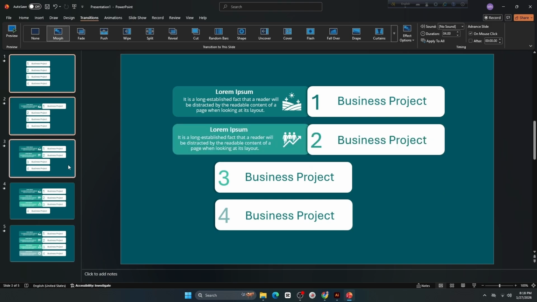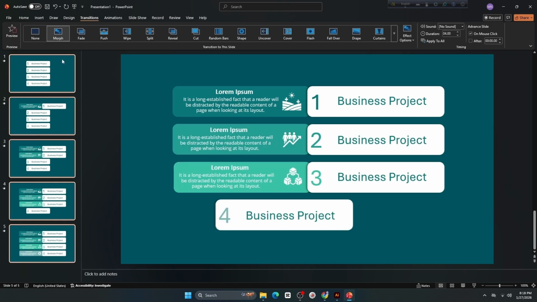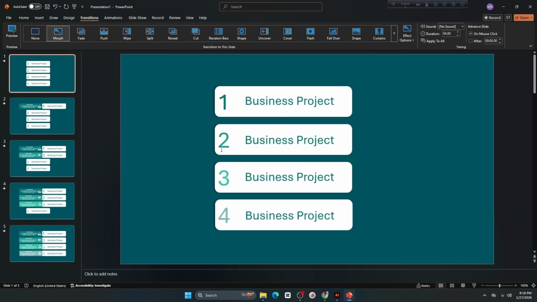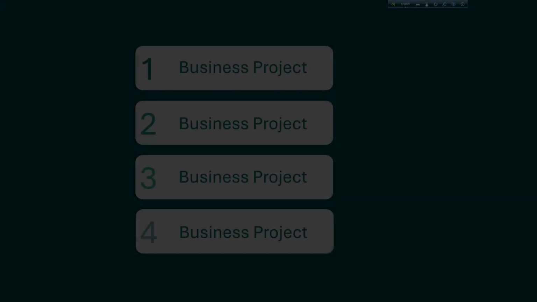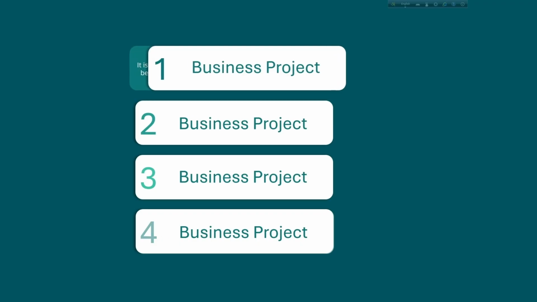Select all slides, apply the morph transition, and set the duration to 4 seconds. And this is the final look of the presentation.